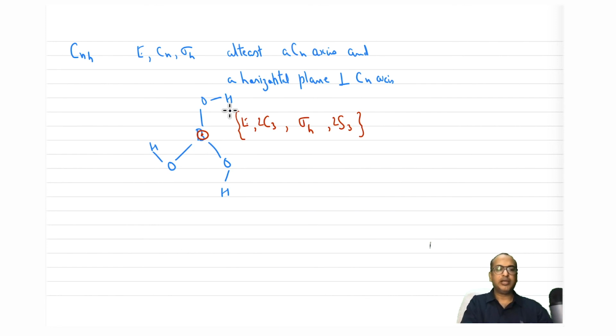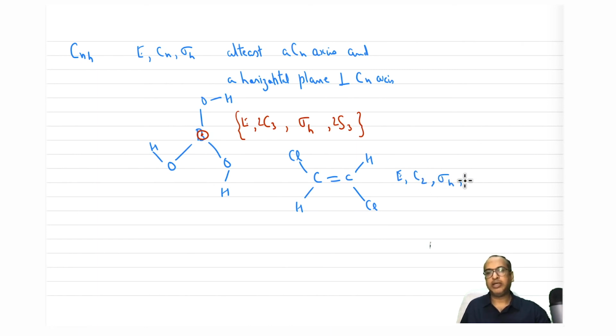Another example you can look at in this category is C2H2Cl2, trans-ClHC=CHCl. Here the elements are E, C2, sigma h, and because C2 and sigma h are present, there would be S2, which is nothing but i, and the operations would include E, C2, sigma h, i. Because C2 squared will be equal to E only. So these are the set of operations: E, C2, sigma h, and i will be present.